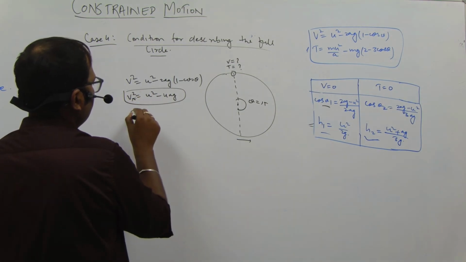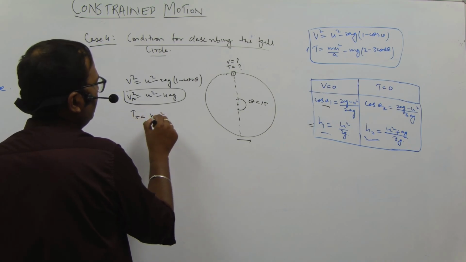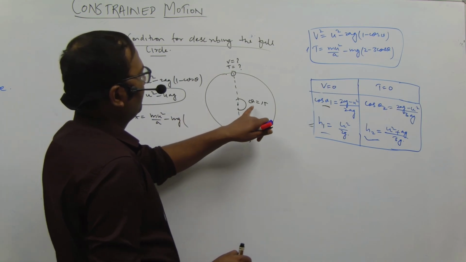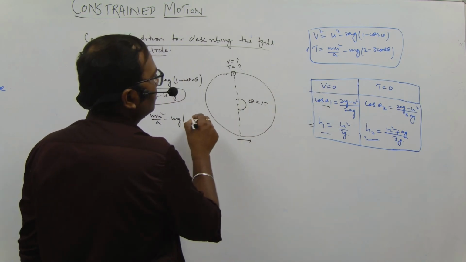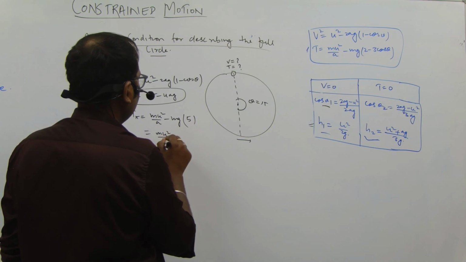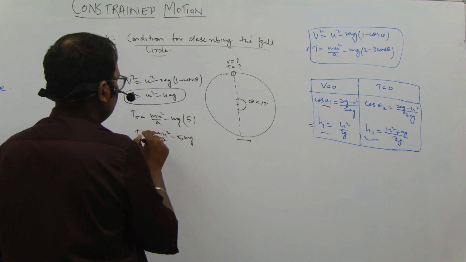Now the tension at pi is equal to m u square upon a minus mg times (1 minus cos theta), with theta equal to pi, so this is 5. This is equal to m u square upon a minus 5mg. This is the tension at pi.